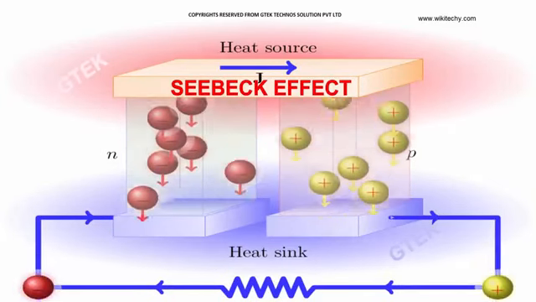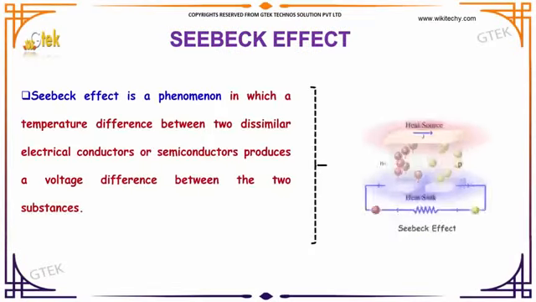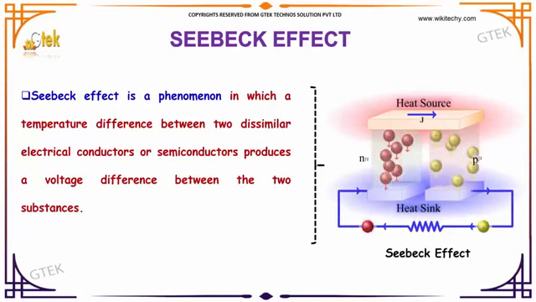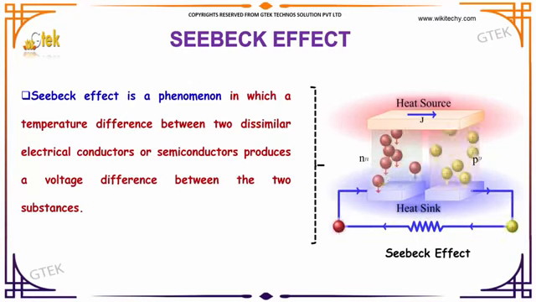Now we'll talk about the Seebeck effect. What is the Seebeck effect? It's a phenomenon in which a temperature difference between two dissimilar electrical conductors or semiconductors produces a voltage difference between the two substances. That's referred to as the Seebeck effect.